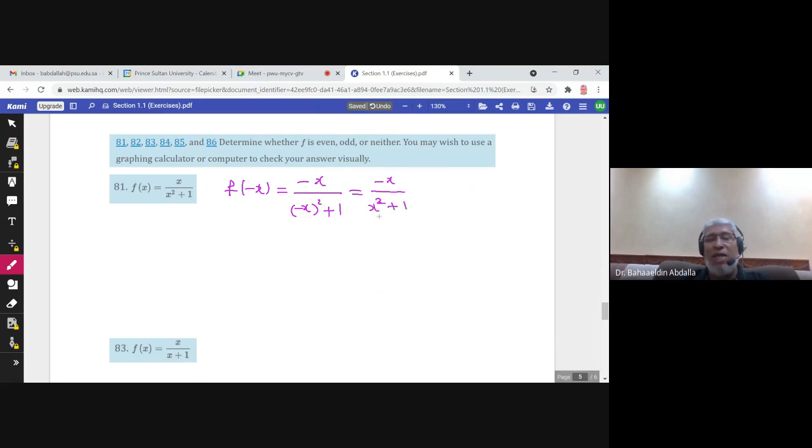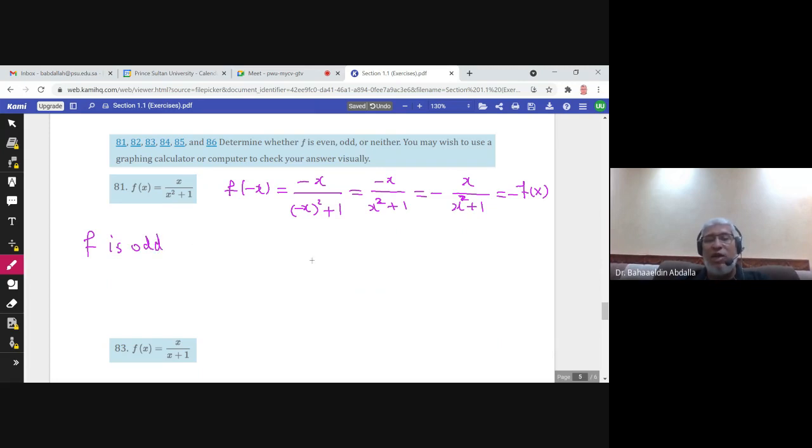Now compare this function with this function. I can take the negative sign outside of the fraction. So I will have negative times x over x squared plus 1, or negative times f of x, because this is f of x. So f of negative x equals negative f of x. So this function is odd.